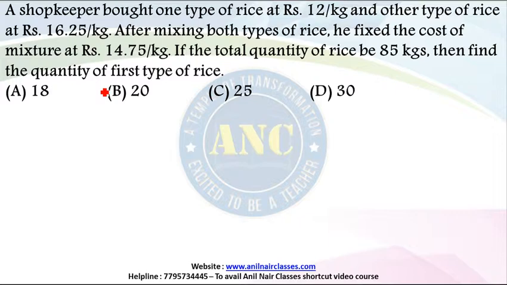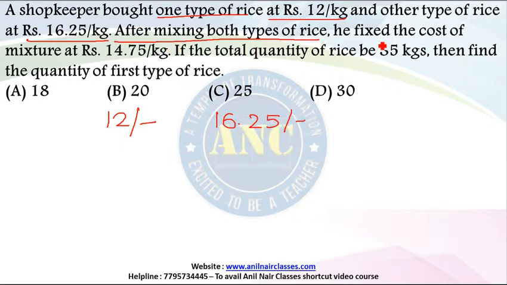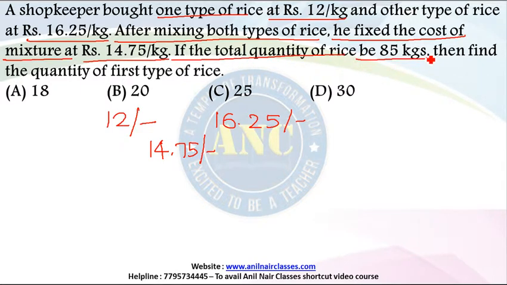A shopkeeper bought one type of rice at 12 rupees per kg and another type of rice at 16.25 rupees per kg. This is the first statement which is given. After mixing both the types, he fixed the cost of the mixture at 14.75 rupees per kg. Resultant is 14.75. If the total quantity of rice is 85 kgs, the first quantity and second type of rice quantity combined, according to the question, is 85 kgs. Find the quantity of the first type of rice.